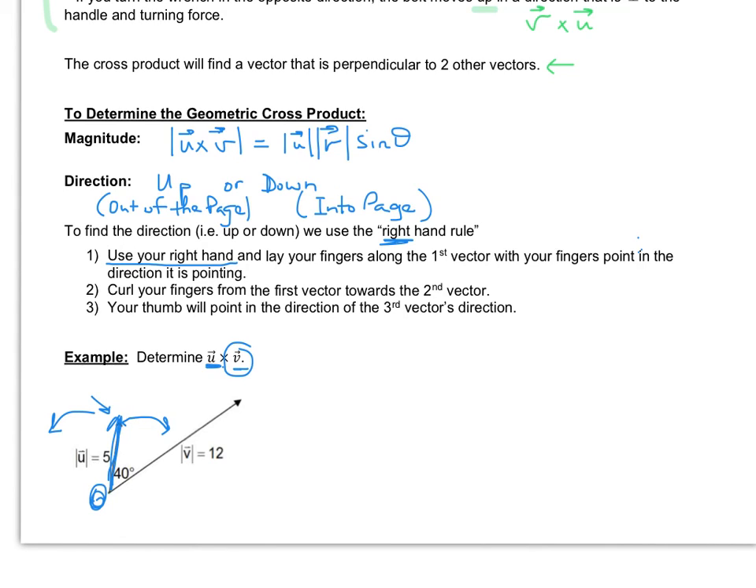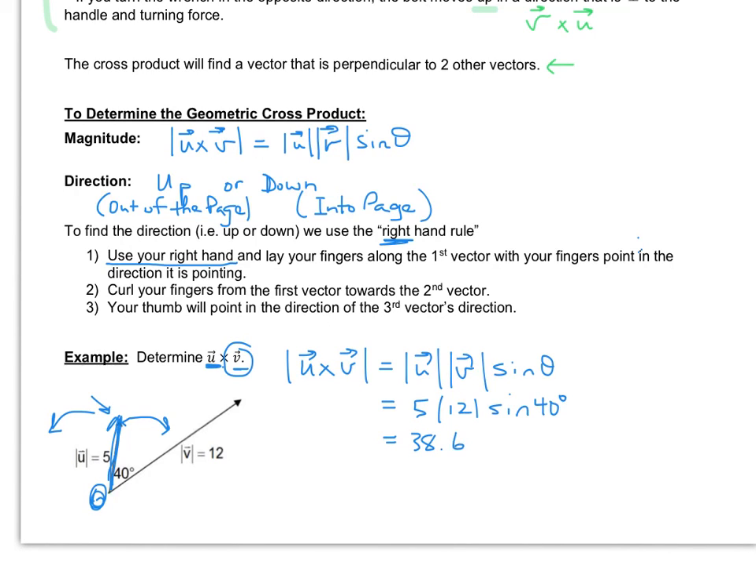So let's calculate the magnitude of the cross product. The magnitude of U crossed with V is going to be the magnitude of U times the magnitude of V times the sine of the angle between them, sine of theta. And that angle between is always when they're joined tail to tail, like this diagram already is. So we're going to have 5 times 12 times the sine of 40 degrees. Make sure you're in degree mode in your calculator. 5 times 12 is 60 times the sine of 40. And I get about 38.6 as my cross product magnitude.